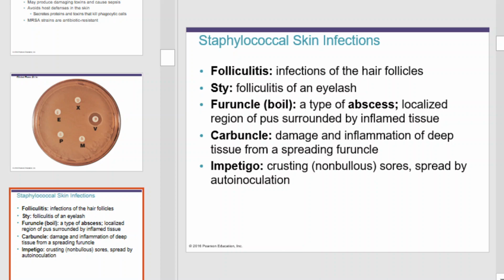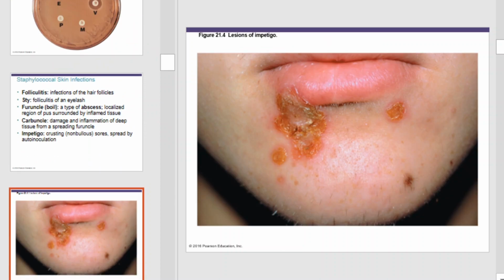Next, some more terms to describe some skin infections: folliculitis, stye, furuncle, carbuncle, and impetigo. Folliculitis is infection of the hair follicle. Stye is folliculitis of an eyelash. Furuncle, a boil, is a type of abscess. It's a localized region of pus surrounded by inflamed tissue. Carbuncle is damage and inflammation of deep tissue from a spreading furuncle. And impetigo is crusting sores spread by auto-inoculation. This is an example of impetigo.